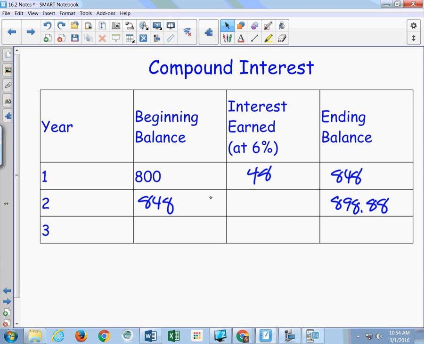We're going to subtract these two. 898.88 minus 848. Put that into your calculator. You should get $50.88. Okay, now we're going to take this ending balance, move it to the beginning balance of the third year. 898.88. Run it through the formula.